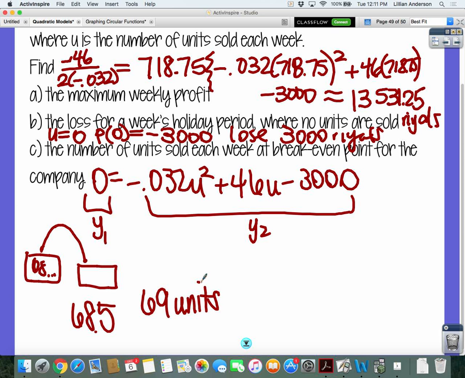So from here you can find how much each unit is. No, this is asking for the number of units to break even. So not how much each unit was worth, but how many you would have to actually make. But you can find out how much a unit is worth using this equation, right? If you equal to 69.